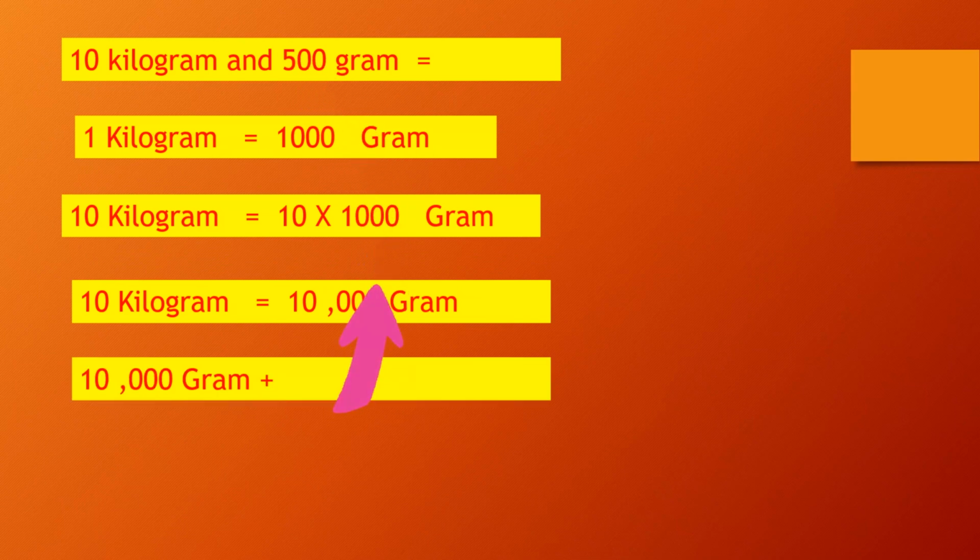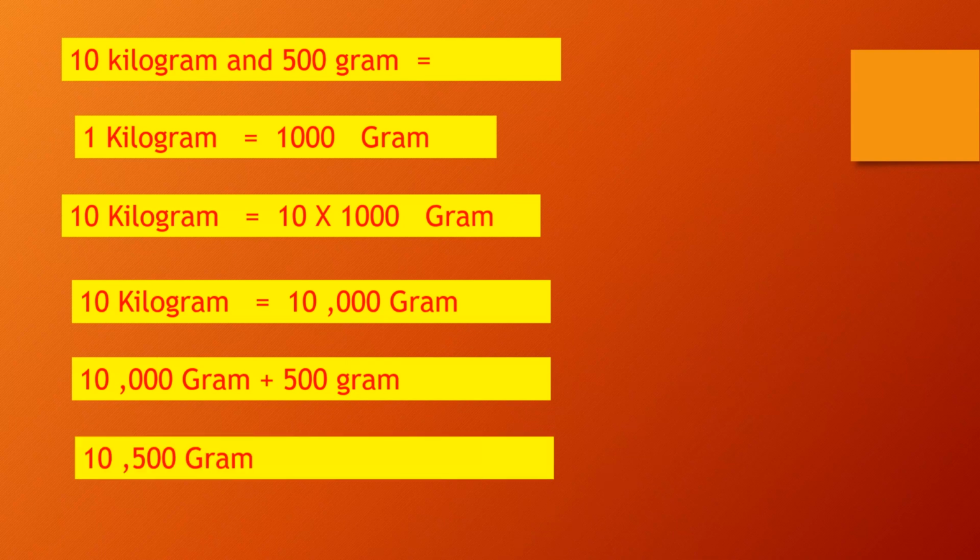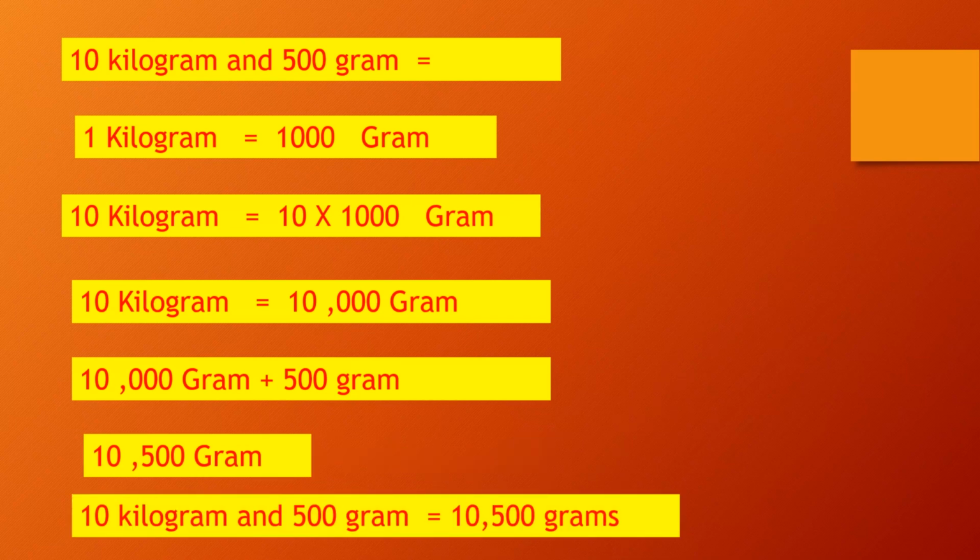Now what do you have to do? The 500 gram which you had kept aside, bring it down, and add it with 10,000 gram. So 10,000 gram plus 500 gram makes 10,500 grams. So what is the answer? 10 kilogram and 500 gram is equal to 10,500 gram.